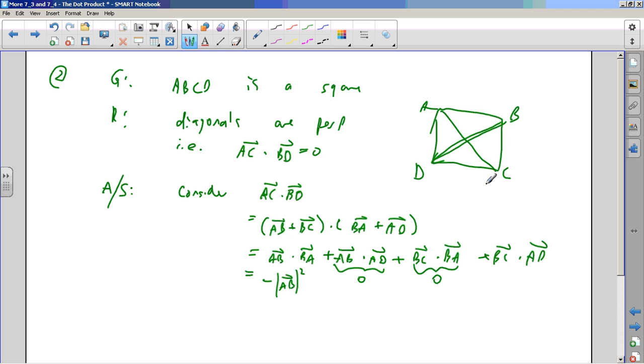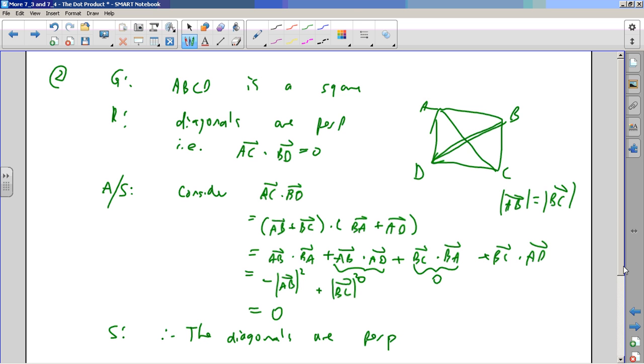BC dot AD. Well, those vectors are the same. BC dot AD is BC squared. But notice that since it's a square, I know the magnitude of AB is equal to the magnitude of BC. So therefore, this is 0. Therefore, there's my statement. The diagonals are perp.